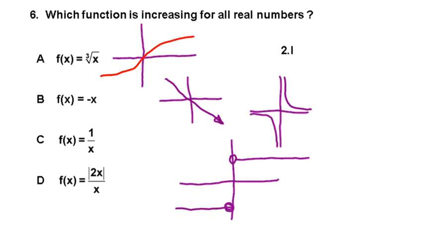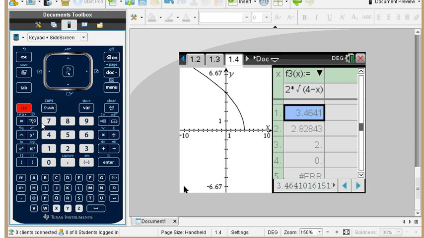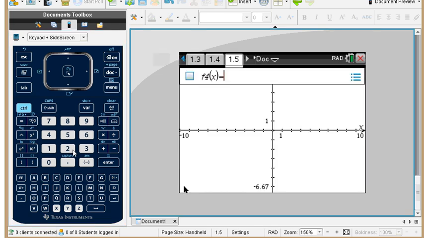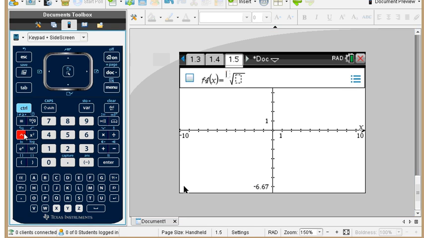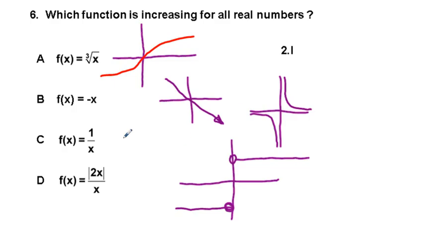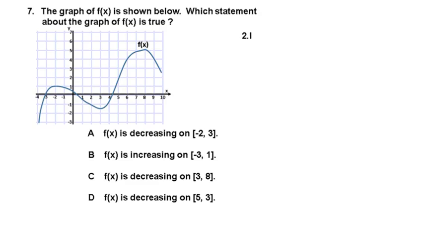And let's graph this in the calculator. Go to Control I, graph. How do we graph that? If we go to Control exponent symbol, we go to the third root here of x, and we see this type of function. If you confirm the table view, you'll reinforce that A is the correct answer for that one.